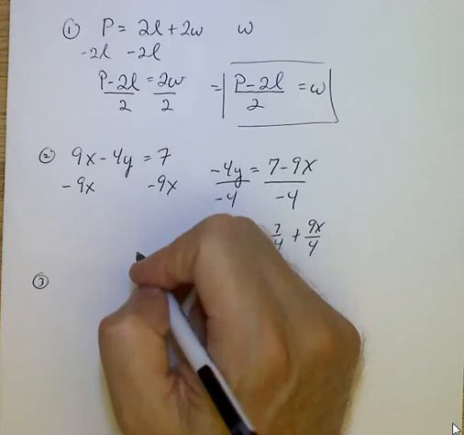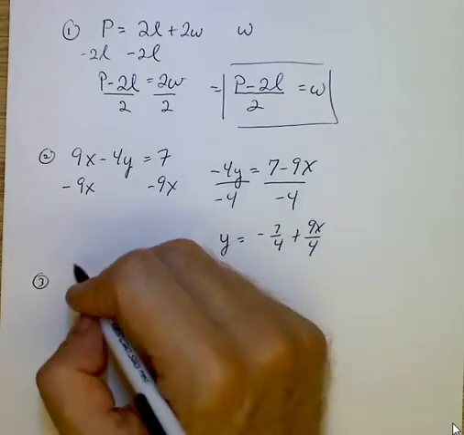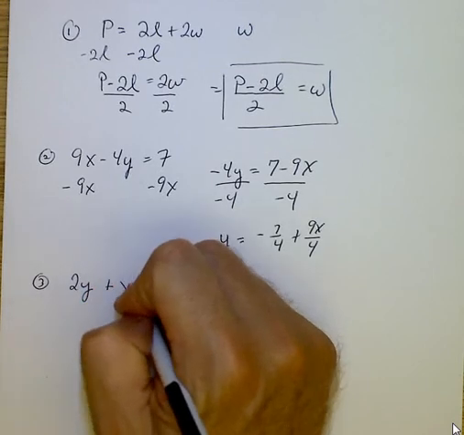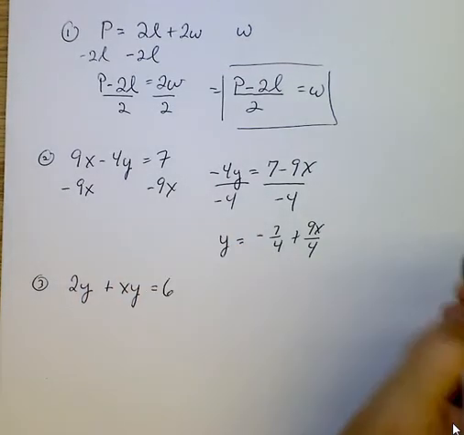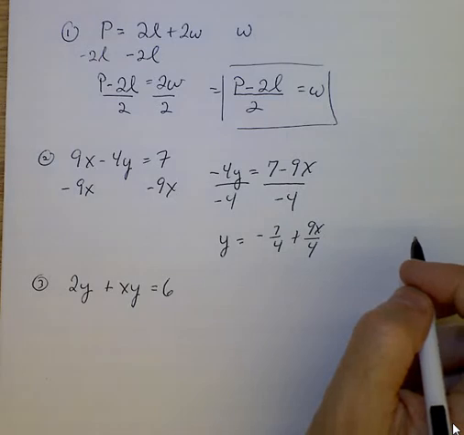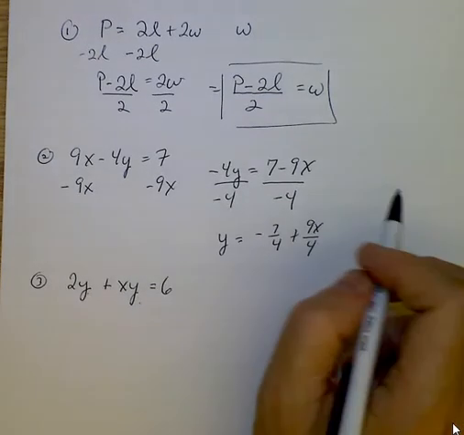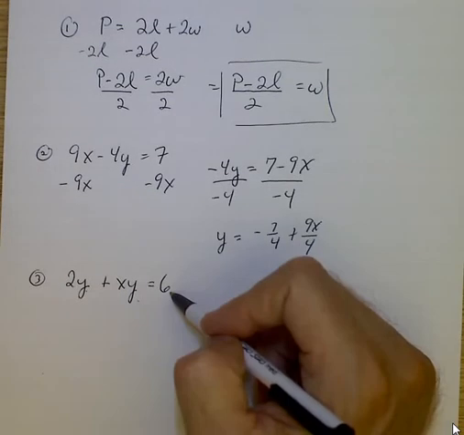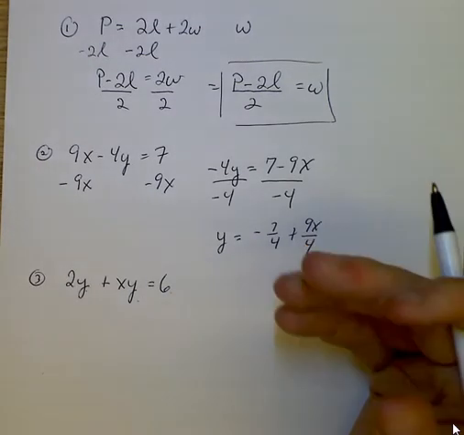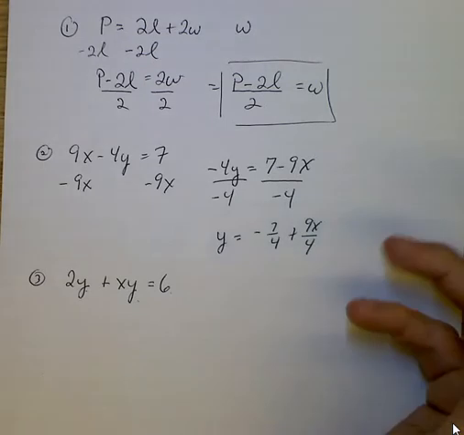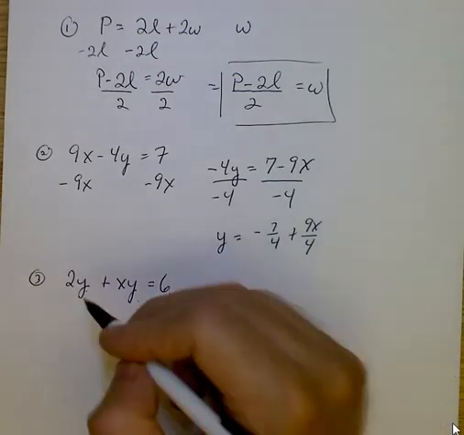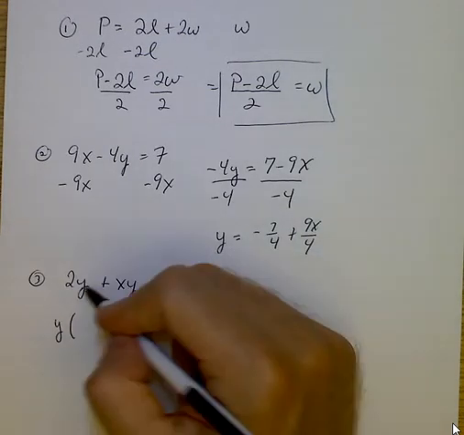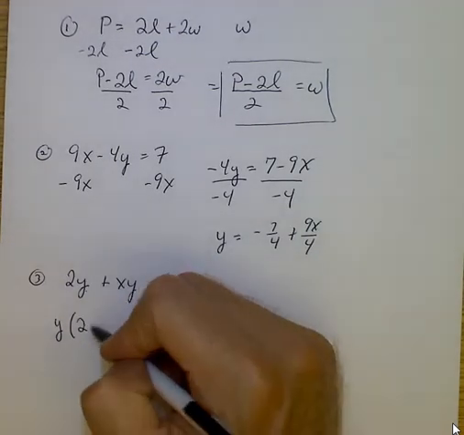And here's an example of one that's a little bit more difficult that you definitely need to know how to do. I'll say 2y plus xy equals 6, and I want you to solve for y. Now the y is here and here, so the y terms are already on the left. The non-y term, which is 6, is on the right. You've got to pull y out. Okay, that's the only way you can solve this. So the way we do it is we take y, pulling it out, and we say what's left. What's left is 2 plus x.